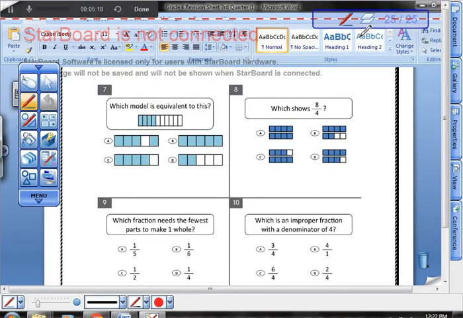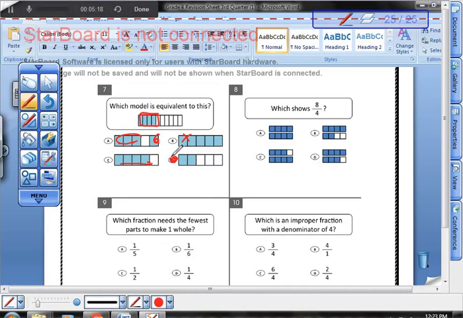Number 7, which model is equivalent to this model? Again, we have this amount, which amount is equivalent to this one. It's not this. And do you see this? We are searching for the colored. So if you imagine this is here, it will be bigger than this one. And also this is big. So the answer would be D.